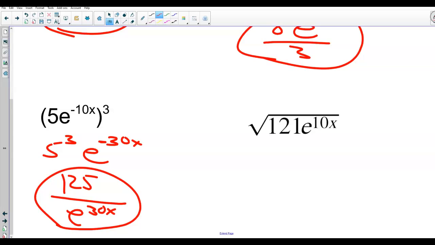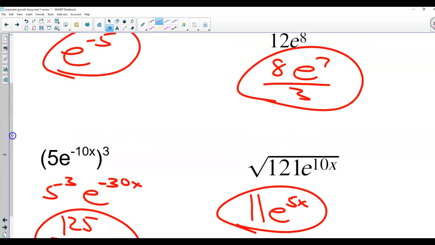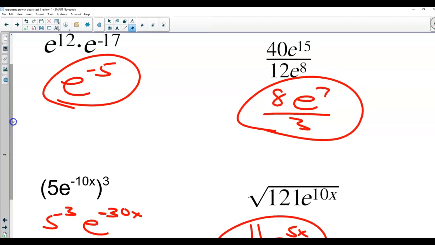The square root of 121 is 11. Anytime we raise something to an exponent, we divide by the index. 10x divided by 2 is 5x. So e to the 5x. And there's your answer. Instead of redoing the video, sorry guys, we're going to have to correct this.